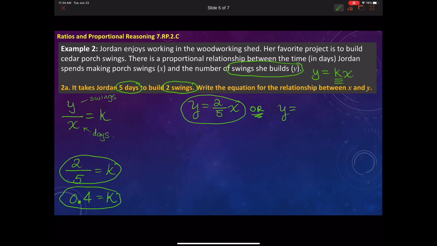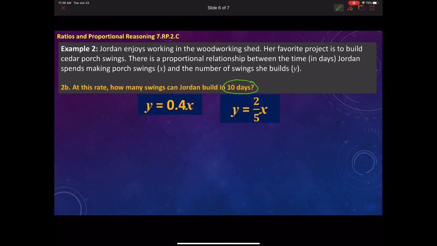So you got y equals 0.4x. Both of those equations represent the same exact thing. Don't get thrown off by them. But that's what you have. So remember, that's our k value. But we don't have the k in there. We didn't write the letter k. We wrote down what the k represents.